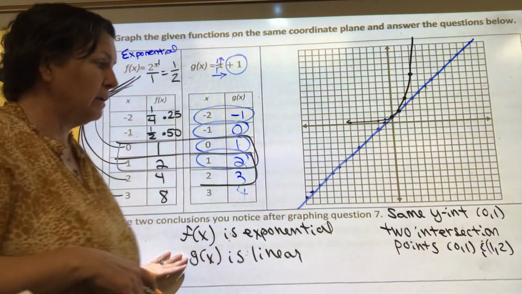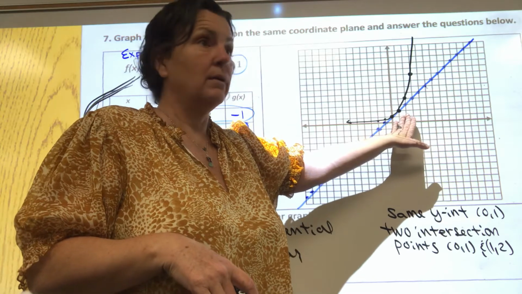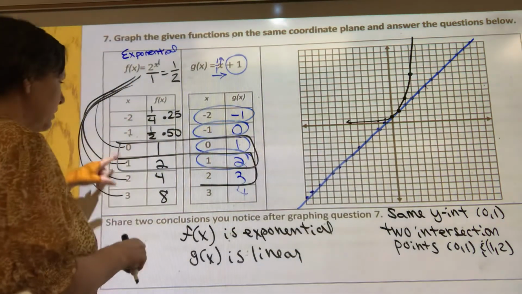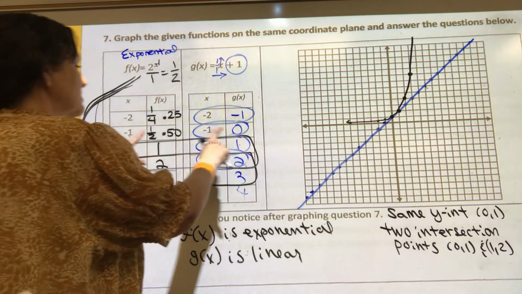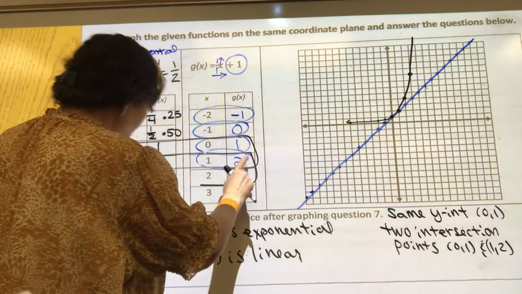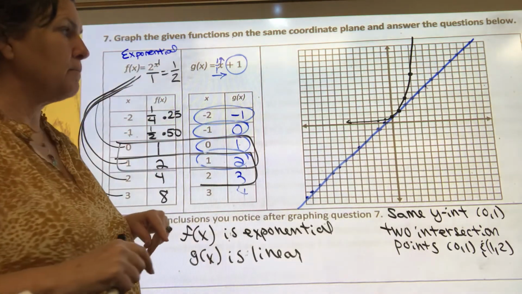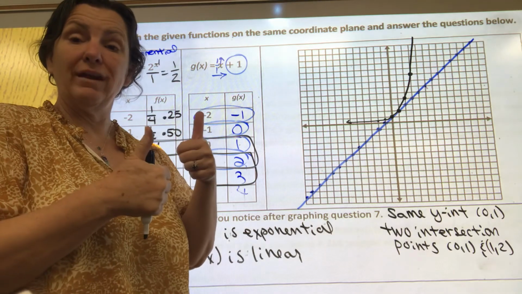Anything like that. And what does it mean that these are intersection points, by the way? That means when we plug in 0, the input of 0 gives us the same output of 1. The input of 1 gives us the same output of 2. Okay? So we have lots of little facts there. I'm going to end this video here.